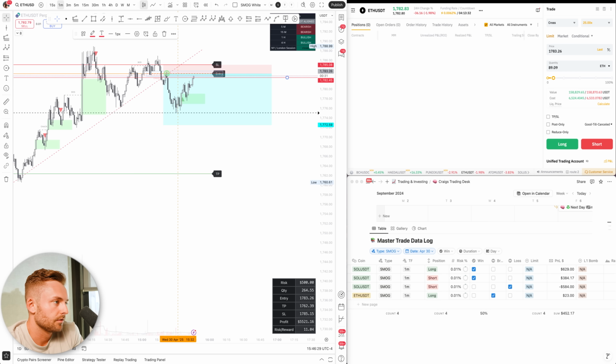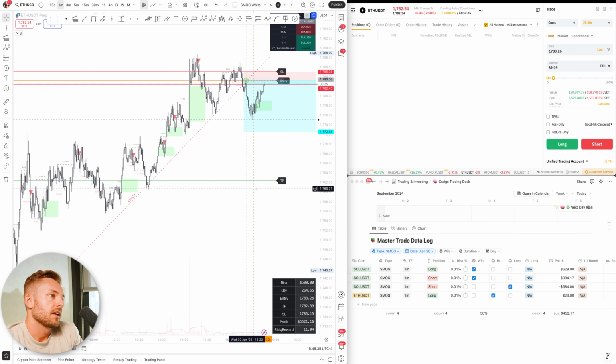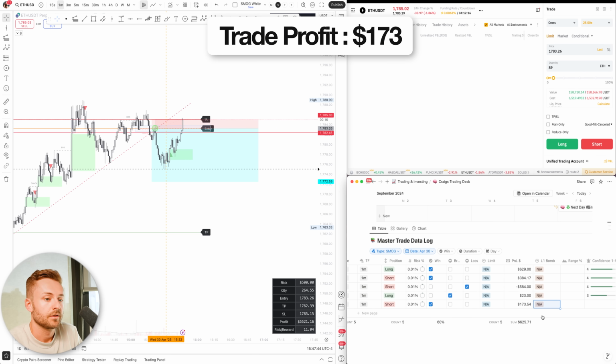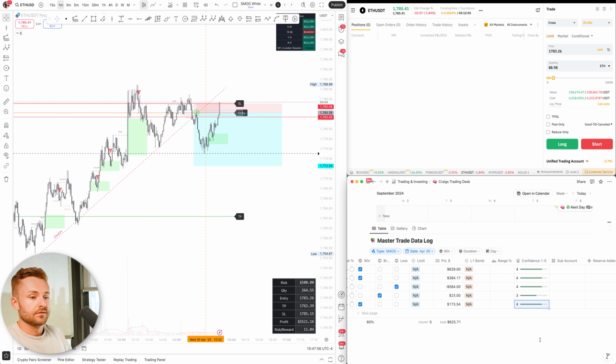Can't get the market to just sell off into one direction. So ETH decided to make its way back up to entry. So close that out for $173, which now I'm seeing would have been full loss now. So that's good. Super high confidence on that trade.